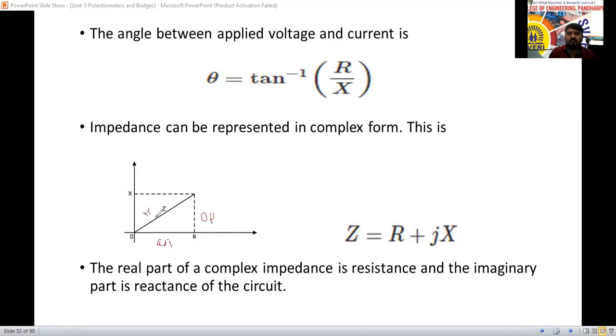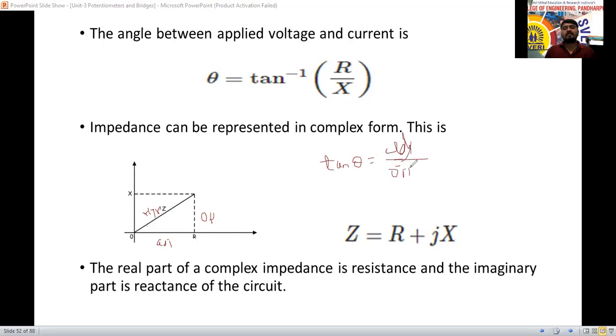Can anyone tell me the formula for tan theta? Here the theta is there. Just imagine, tan theta equal to what? Anyone, can you tell me? Adjacent divided by opposite. Tan theta equal to adjacent divided by opposite.